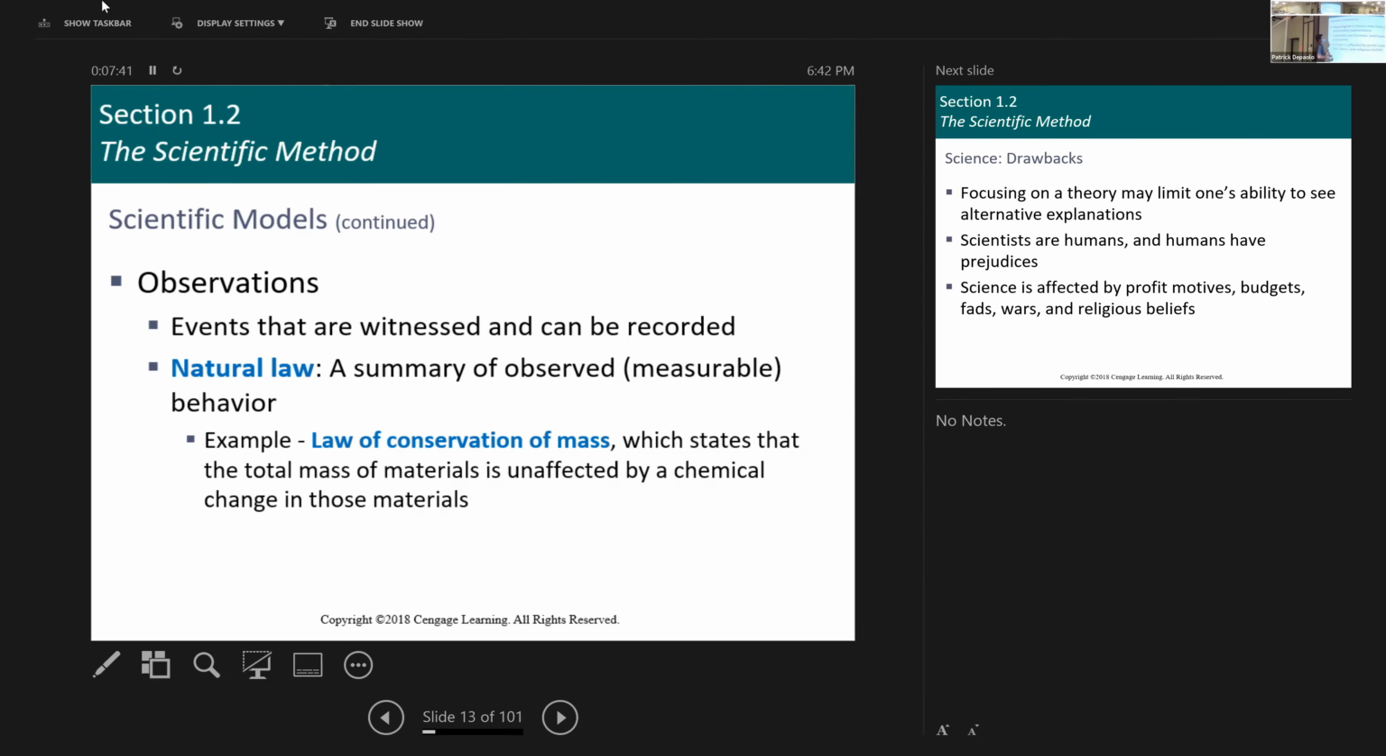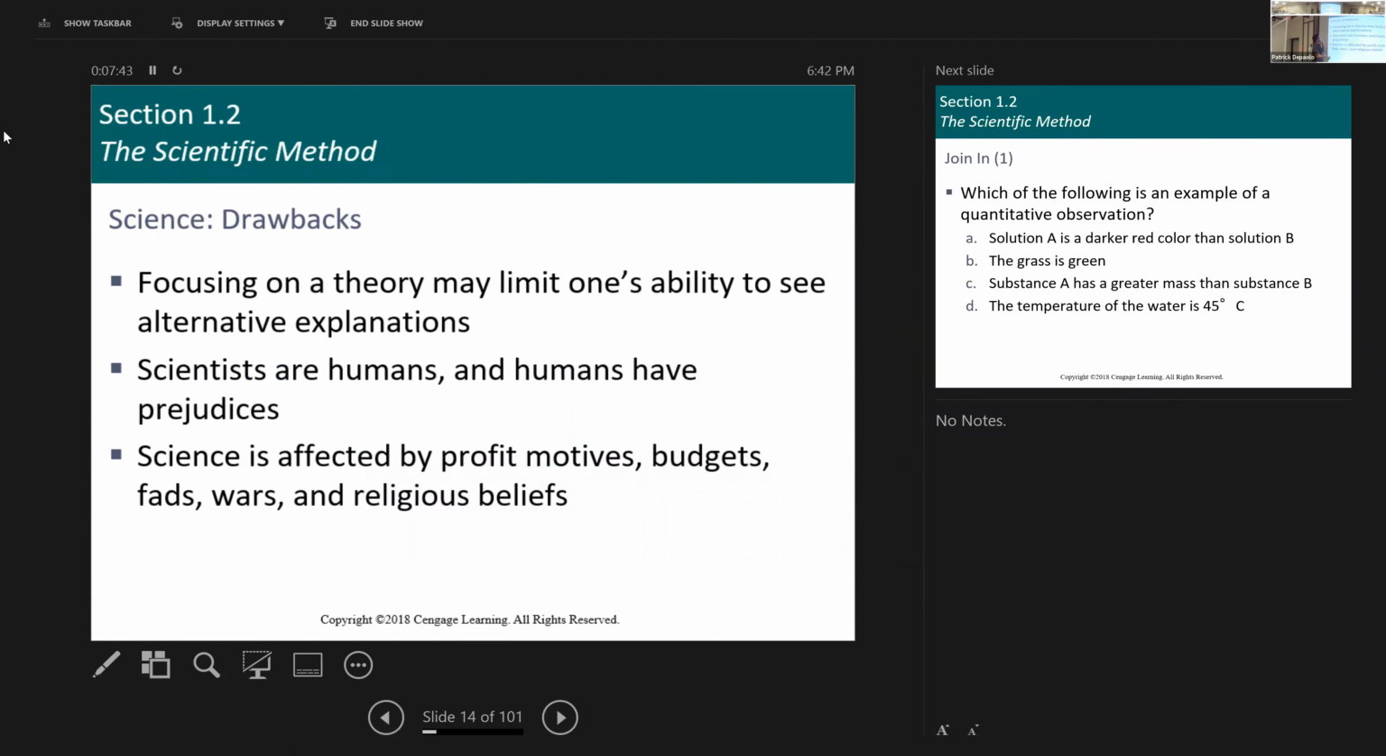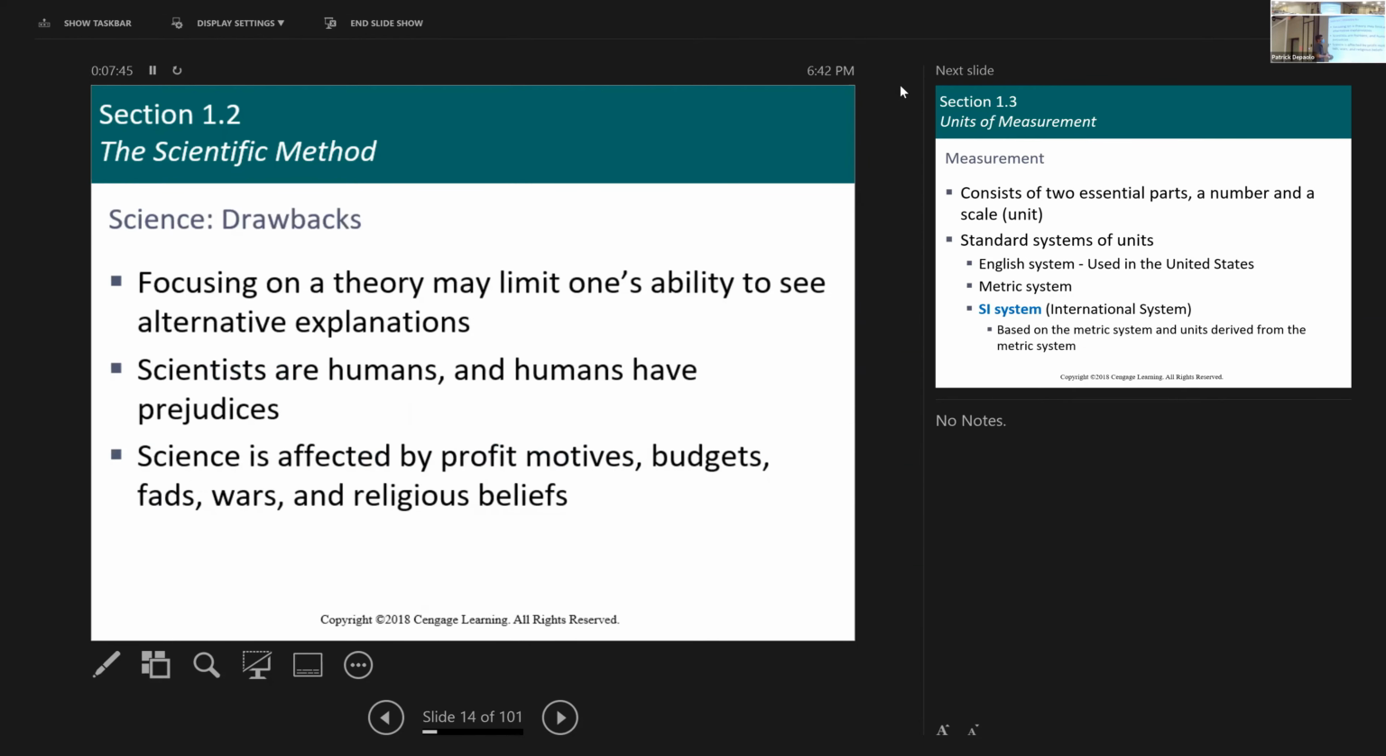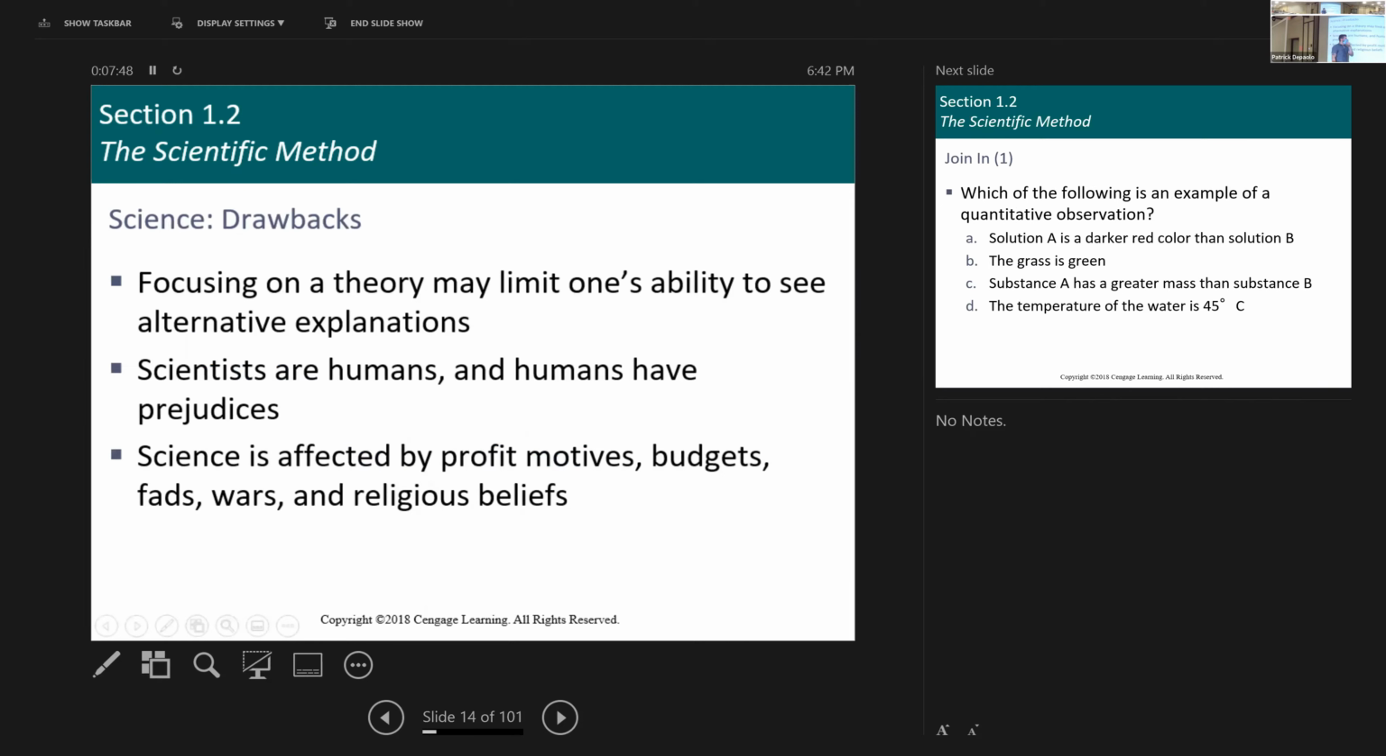All right, so you have a law. Then drawbacks, yes, science isn't perfect. You know what science I think is the most imperfect? Probably psychology, because what they try to account for is the human condition, and they try to make scientific conclusions on a population.